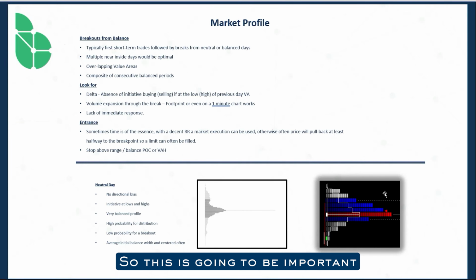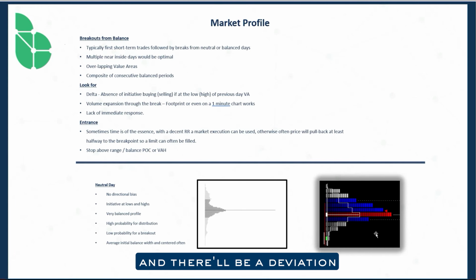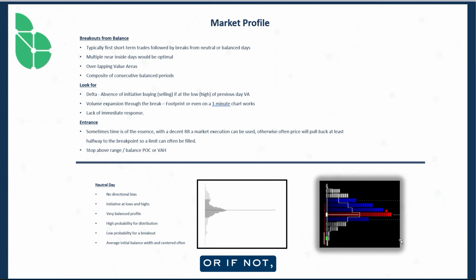So this is going to be important because when we attempt to reclaim the area, a lot of the time you'll see that the area is broken and there'll be a deviation, and we make our way back inside. The factor that will distinguish making our way back inside versus just approaching the area we broke down from only to break down again will typically be easily discernible, or if not, you'll be able to pick up on it somewhat through volume.